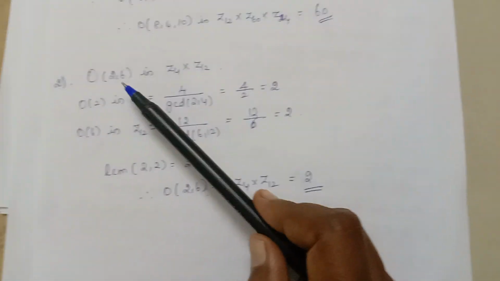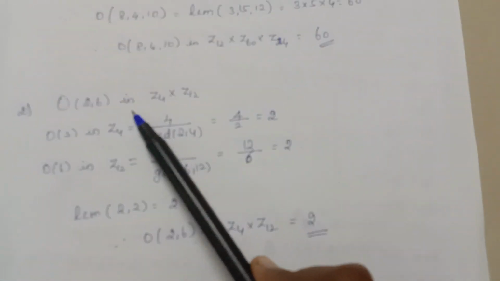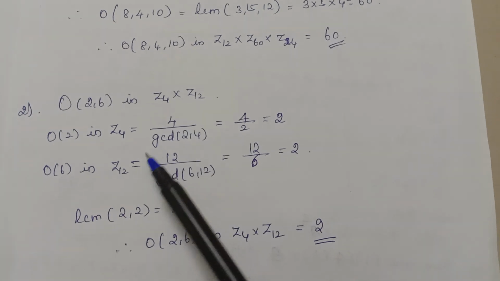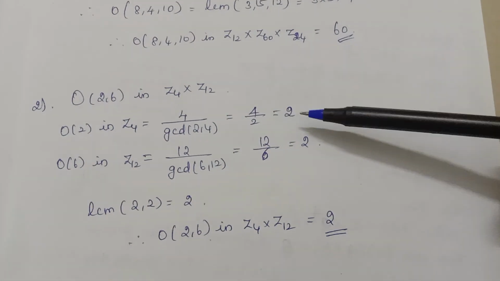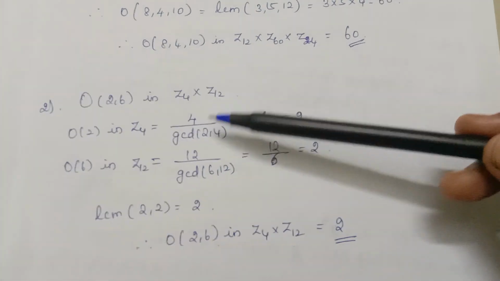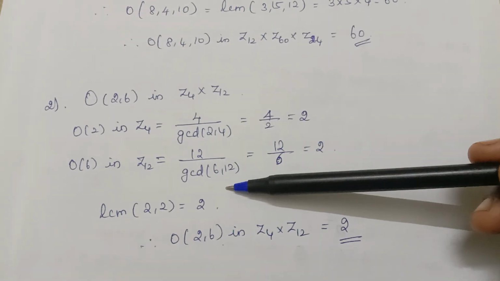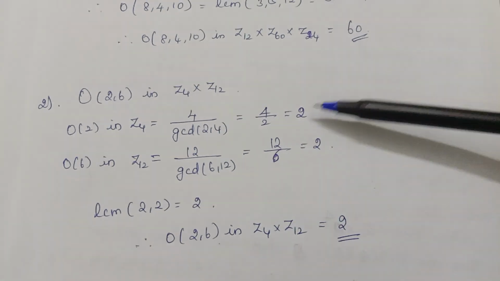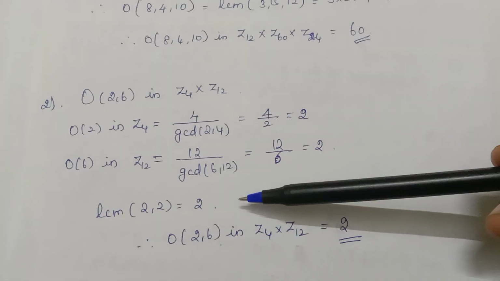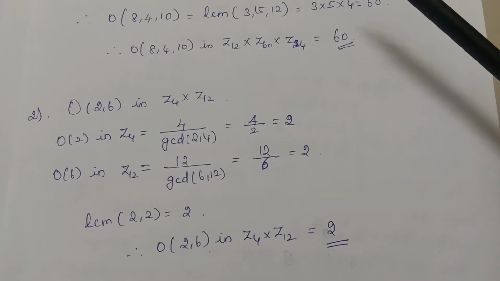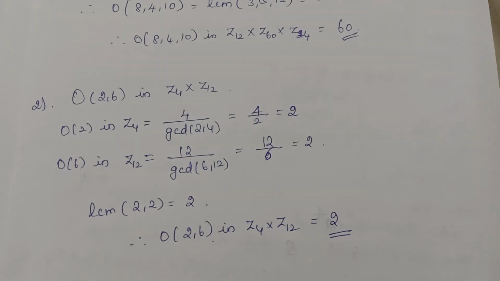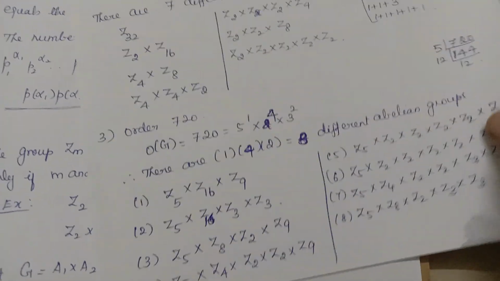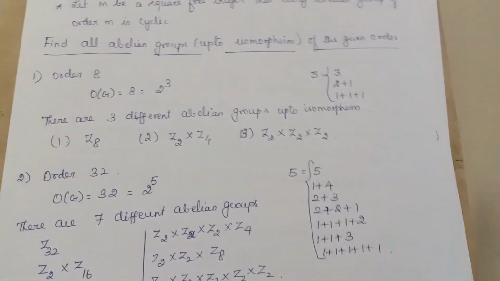Next one, the order of (2, 6) in Z4 cross Z12. The order of 2 in Z4 is 4 by GCD of 2, 4, which is 4 by 2 equals 2. And the order of 6 in Z12 is 12 by GCD of 6, 12, which is 12 by 6 equals 2. So the LCM of these two orders, 2 and 2, is 2. Therefore, the order of (2, 6) in Z4 cross Z12 is 2. Next, we are going to find the abelian groups up to isomorphism.